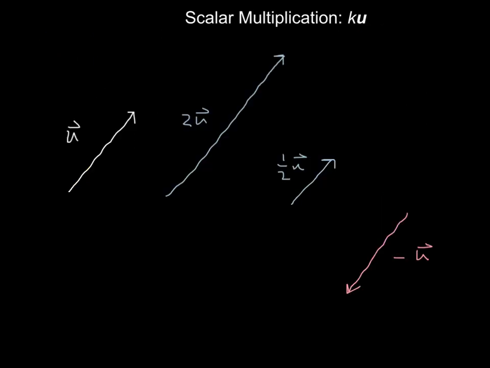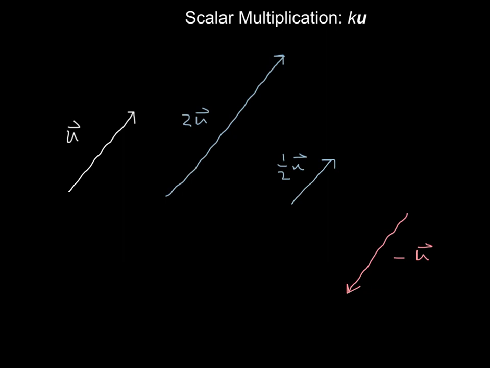The other operation that we have is what's called scalar multiplication. Scalar multiplication is some real number k times a vector u. Here's vector u. Now when I take vector 2u, the scalar is going to scale that vector. So if I do 2u, you're going to get a vector that's in the same direction as u, but the magnitude is going to be twice as long. So this would be vector 2u.